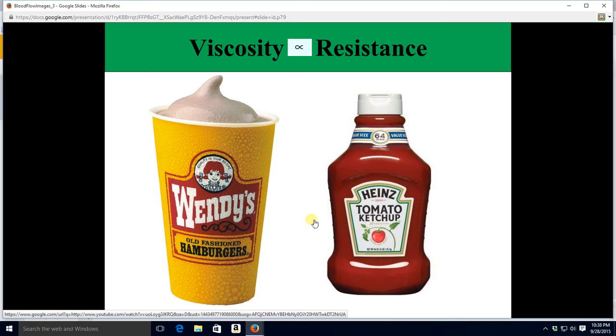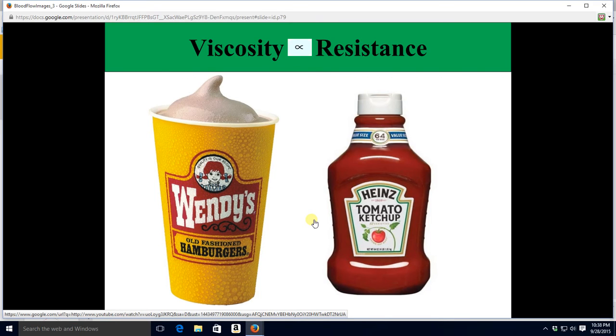Two examples of viscous fluids right here. I suggest you try and eat either one of these with a straw. Go get a Wendy's Frosty and try and drink it with a straw. Good luck. Try and drink a nice cold glass of ketchup with a straw. Good luck with that one too. It is not going to work because both these liquids are too thick. And by being too thick, they're going to experience too much internal friction and too much resistance.